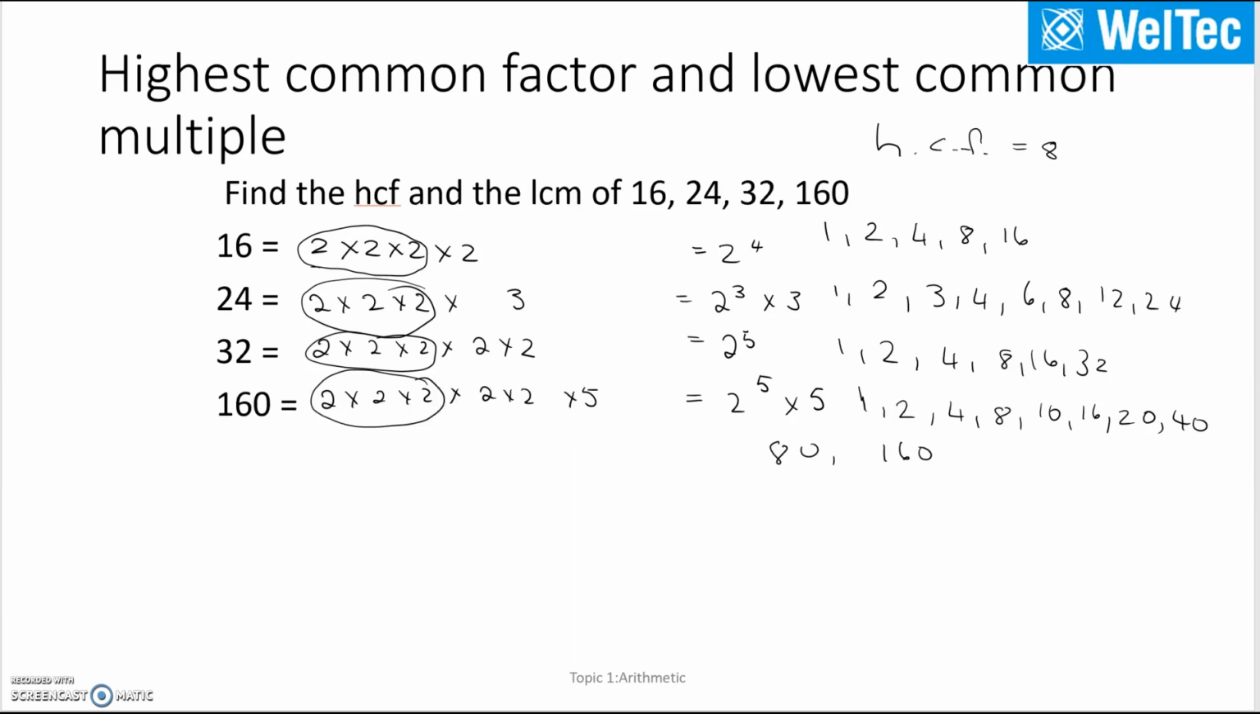So the highest factor that's common to all of those, that's what it means, highest common factor, would be the 8. It's the biggest factor that occurs there. So it will still give us the same answer.